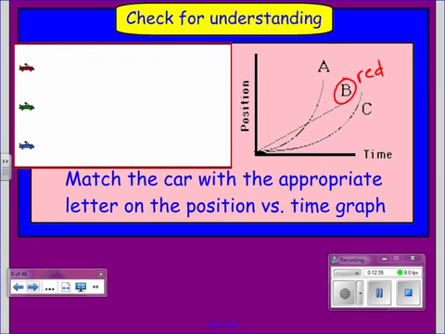So we know that green and blue are accelerating because they pass the red car. The question is which one accelerates faster? And the answer to that is the blue one. So the blue one is going to correspond to graph A, and the green one is going to correspond to graph C. Notice they're curved graphs indicating that they're speeding up.